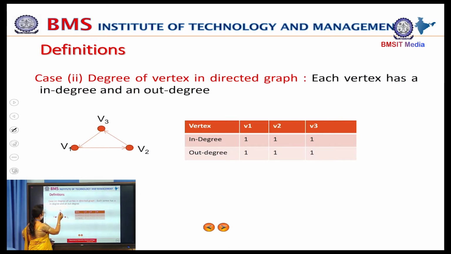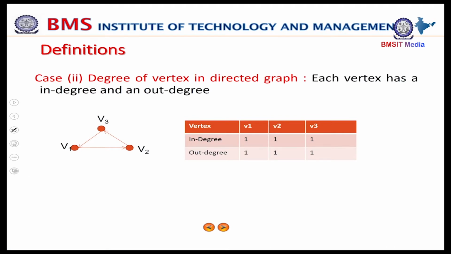Similarly for vertex 3, 1 in degree, 1 out degree, and similarly for vertex 2, 1 in degree and 1 out degree. The same is mentioned in the table here. In degree for V1 is 1, V2 is 1, V3 is 1, and similarly out degree for V1 is equal to 1, V2 is 1 and V3 is 1.